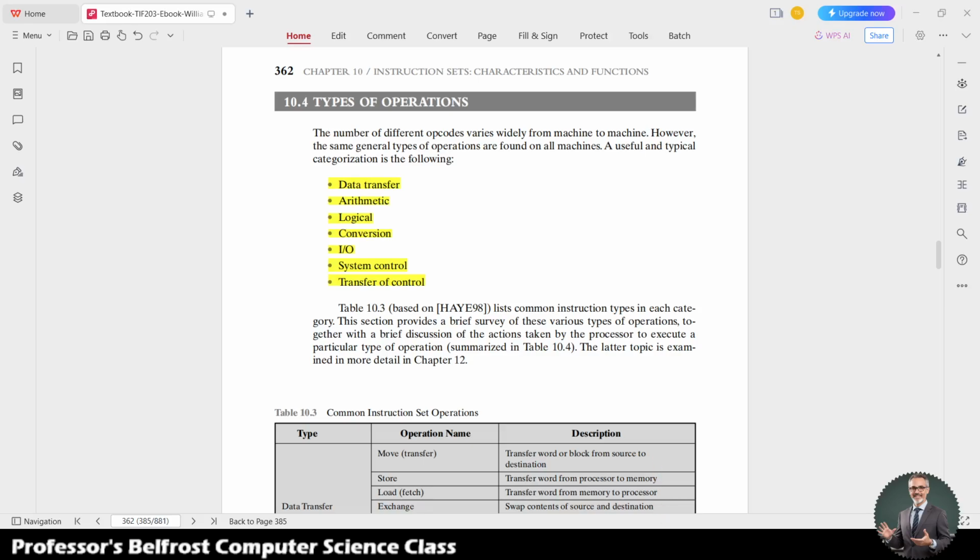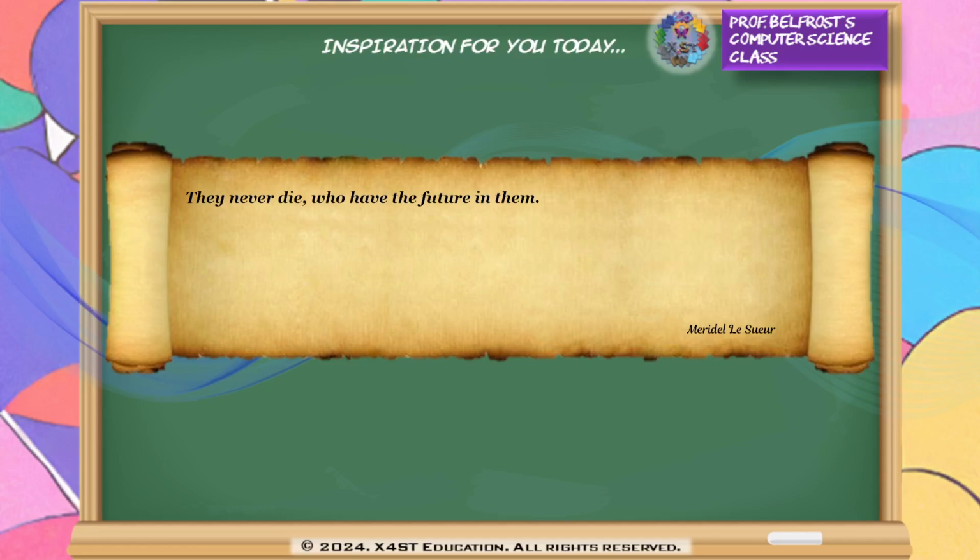So yeah, here's your inspiration. They never die who have the future in them. This is by Meridel Le Sueur.